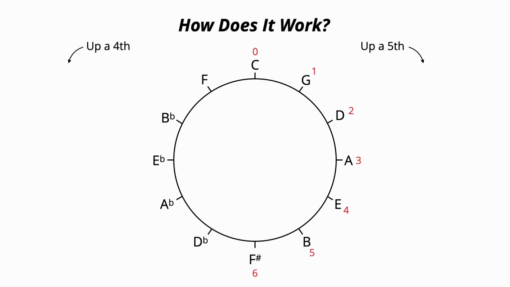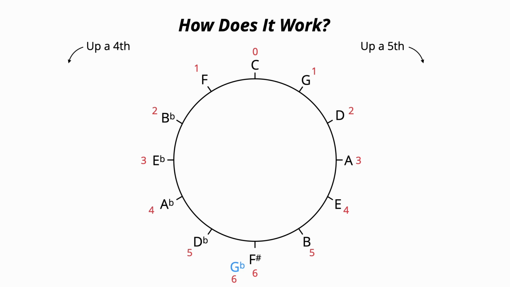Let's go back to C and start there. Going counterclockwise, F will have 1 flat, B flat will have 2 flats, E flat will have 3 flats, A flat will have 4 flats, and D flat will have 5 flats. Remember, there was a G flat here earlier, which will have 6 flats. So going counterclockwise from C, we simply counted 1, 2, 3, 4, 5, 6. And these keys will have that many flats in them.